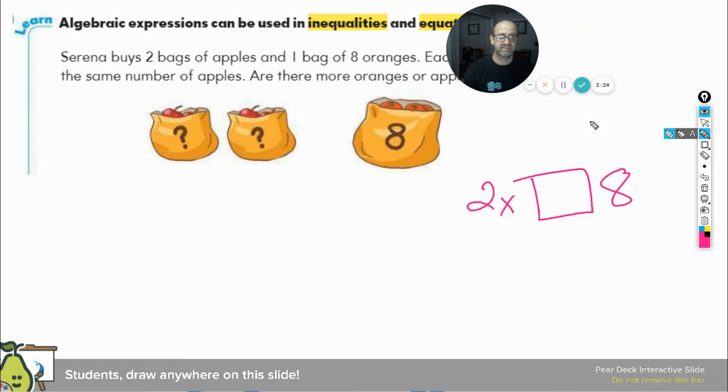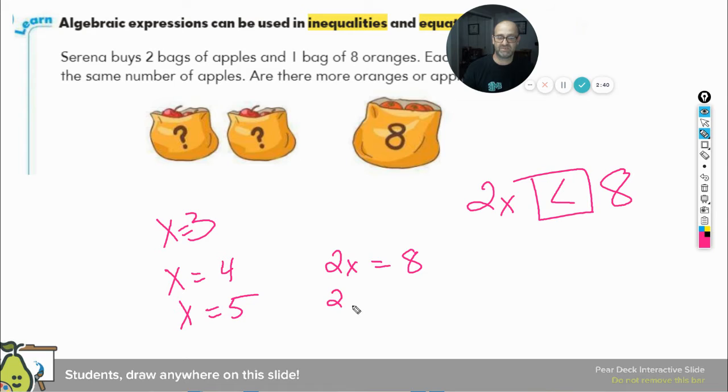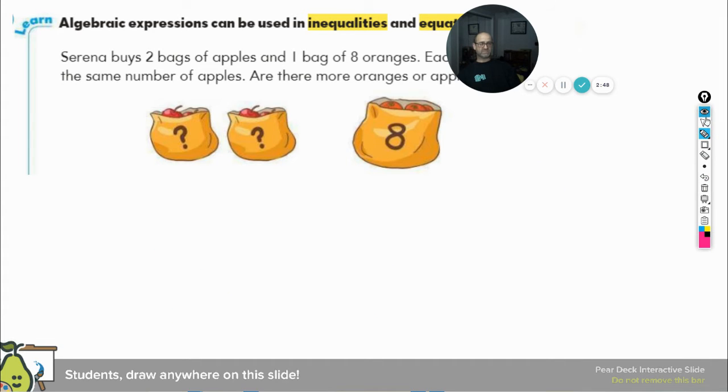If x equals 3, 2 times 3 is 6, then it's less than 8. If x equals 4, then 2x equals 8. And if x equals 5, then 2x is greater than 8. I think this is what they're getting at here. Let's go back to that first page and take a look. I think that's all they're trying to tell us.